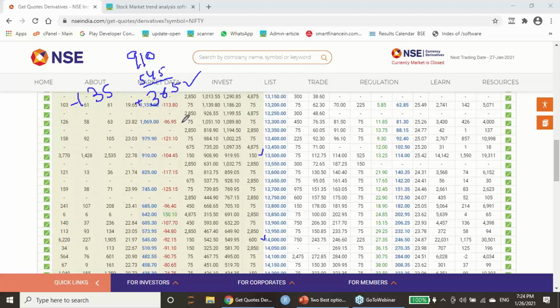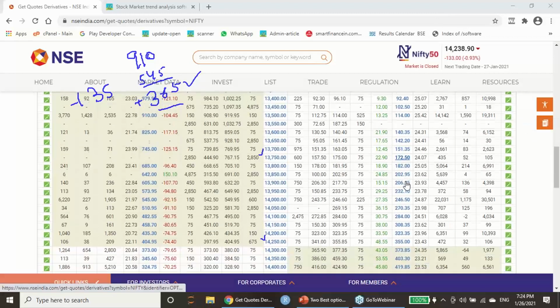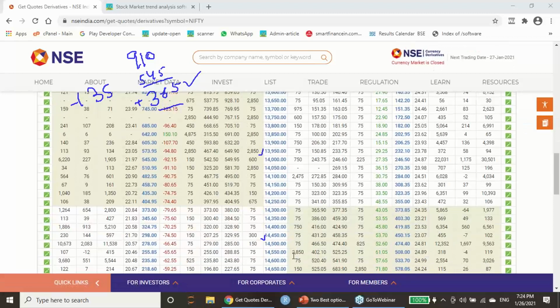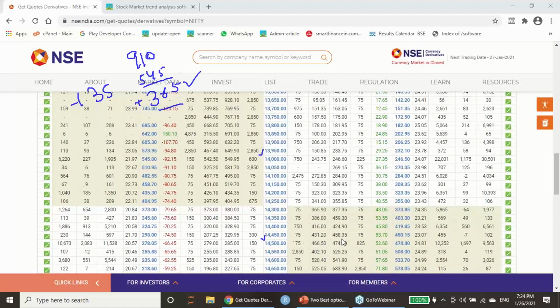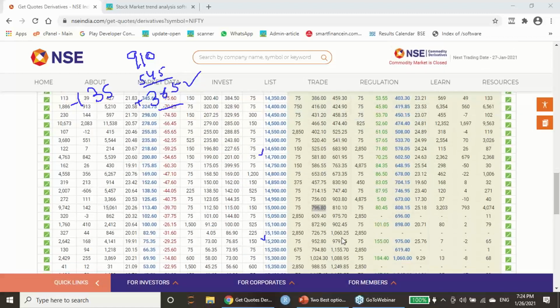So on the call side, if we form the half box spread, we have a probability of making a profit of 365 and a probability of loss of 135. Same process I can follow for the put options. So how much profitability and liability is there? Here I am talking about 14,500 and 15,000. The 15,000 put is 808 and the 14,500 put is 474, both in-the-money put options.